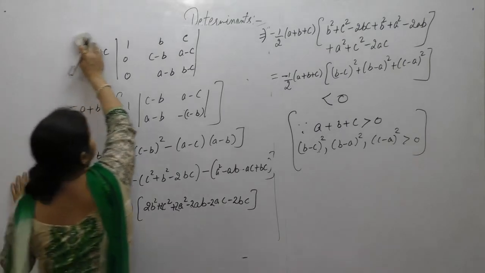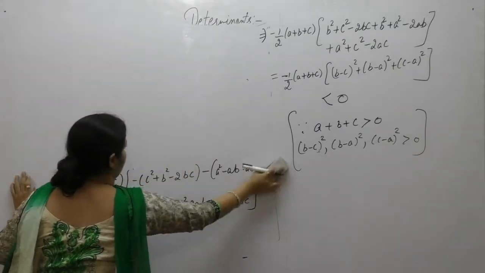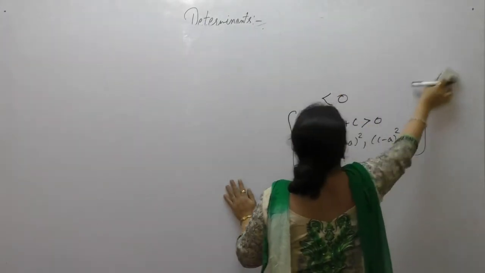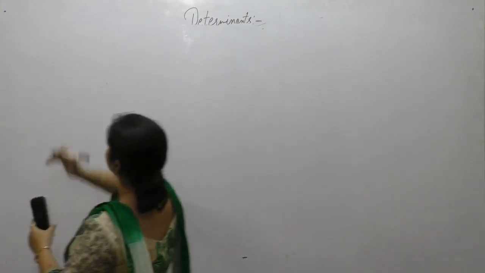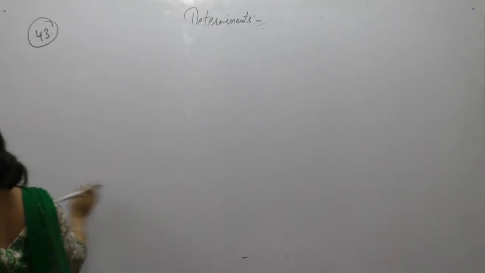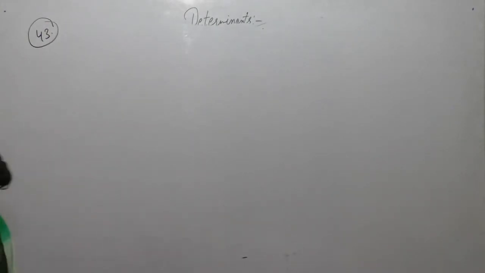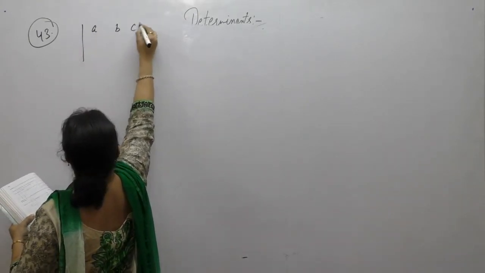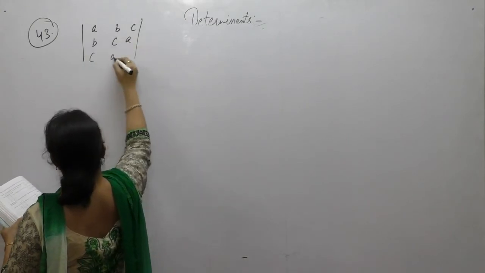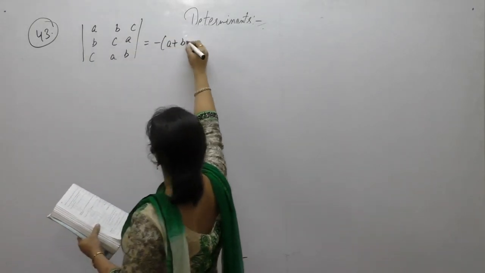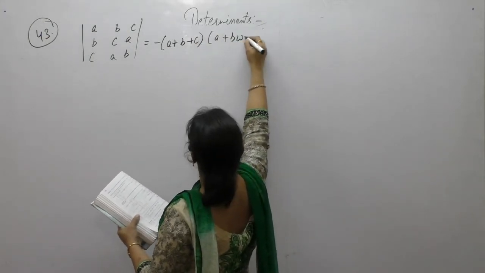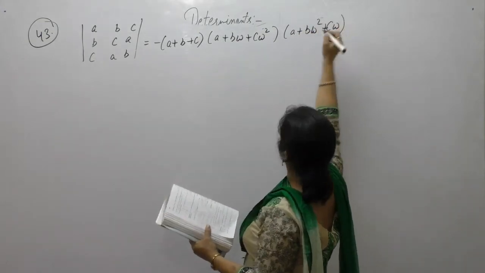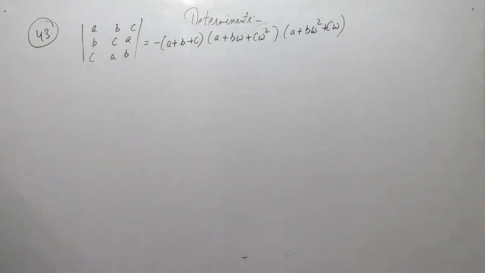Now next one, question number 43. If A, B, C are real numbers, prove that... omega is complex root of unity.